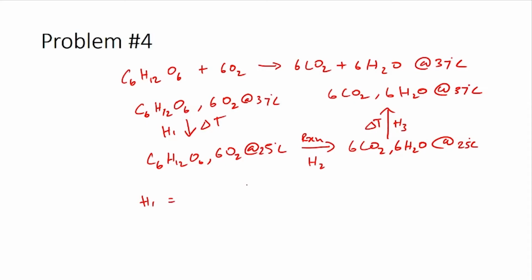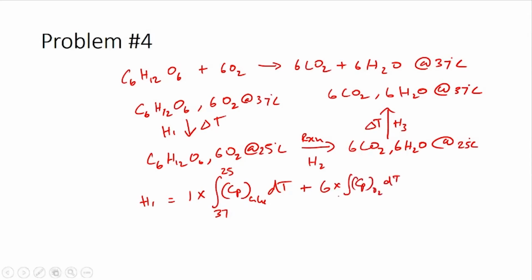H1 would be equal to 2 things: one is glucose being cooled from 37 to 25, and the other is 6 moles of oxygen being cooled from 37 to 25. So, for calculating the enthalpy change associated with cooling 1 mole of glucose, we would have to calculate 1 times integral Cp of glucose dT, where temperature changes from 37 to 25, plus the enthalpy change associated with cooling 6 moles of oxygen, which would be 6 times integral Cp of oxygen dT, again cooling from 37 to 25.